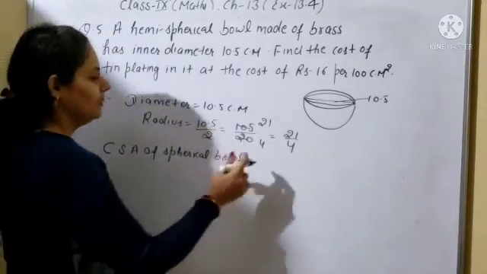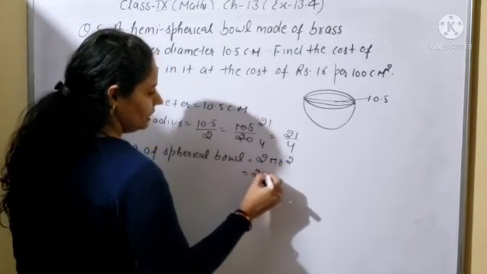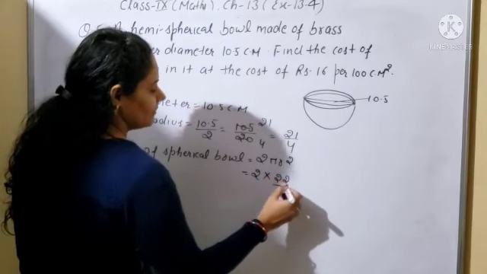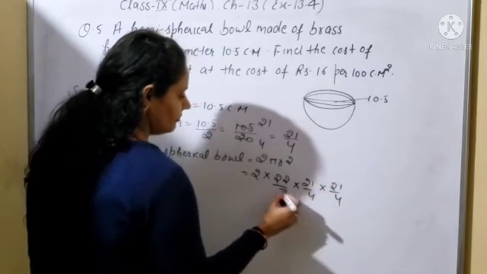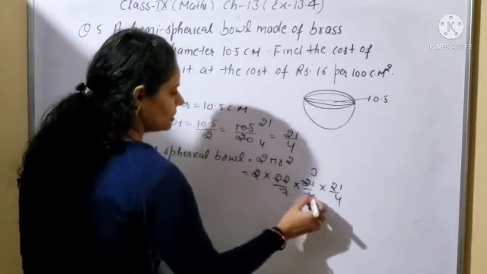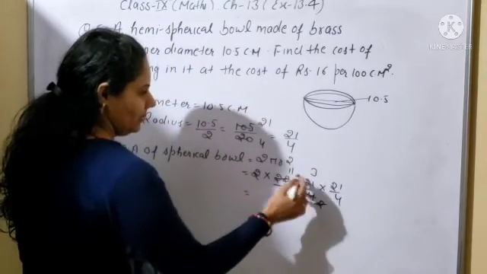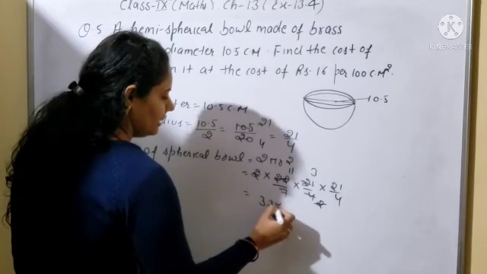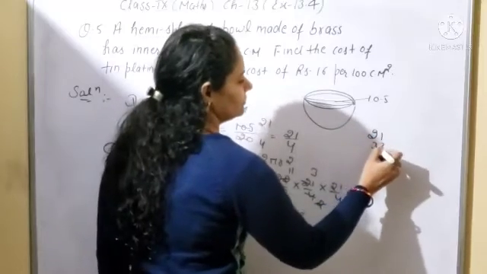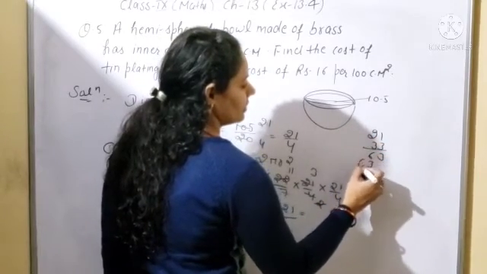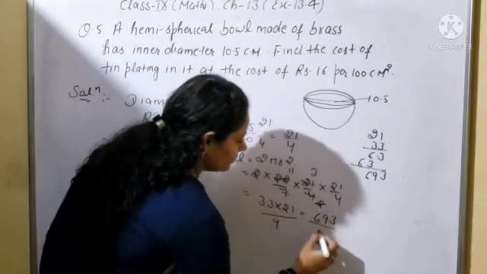So what will be that? It will be curved surface area, and what is the formula? 2 pi r square. Now put the value 2 into pi. Pi is 22/7. R square, so 21/4 into 21/4. 7 3s are 21, 2 2s are 4, and 2 1s are 2. Clear? Now it will be 11 3s are 33, multiply 21 upon 4. Multiply 21 and 33. So it will be 693 upon 4.